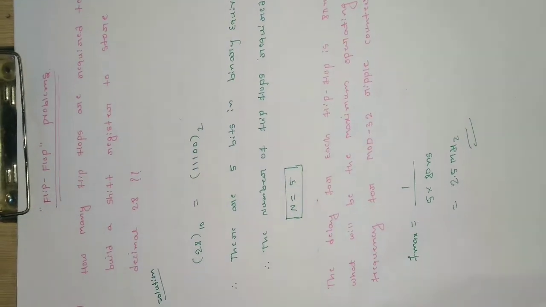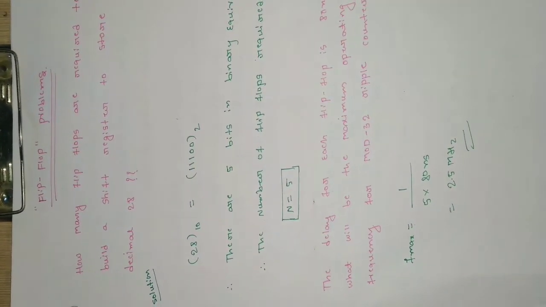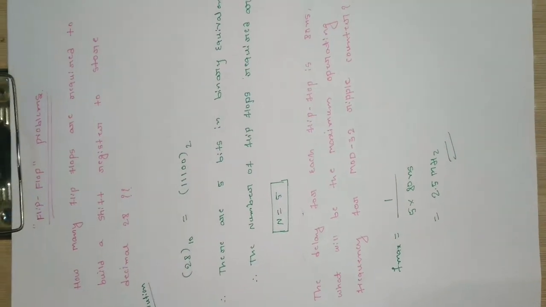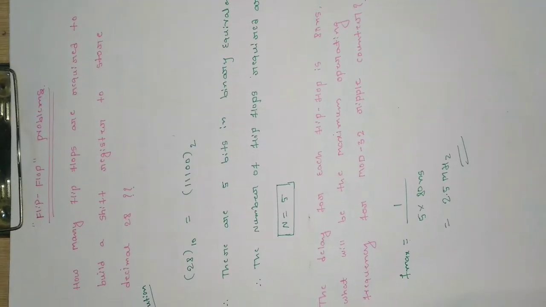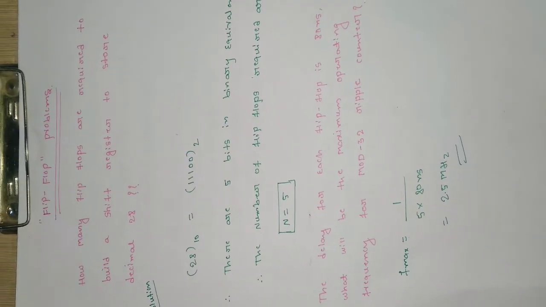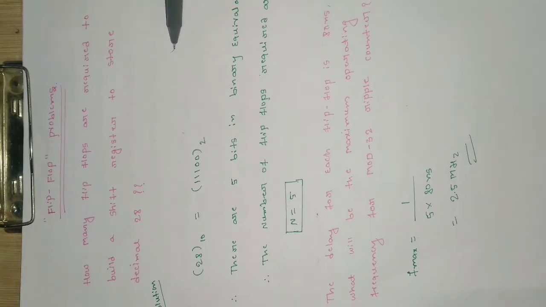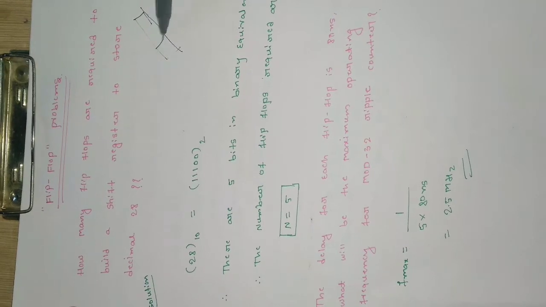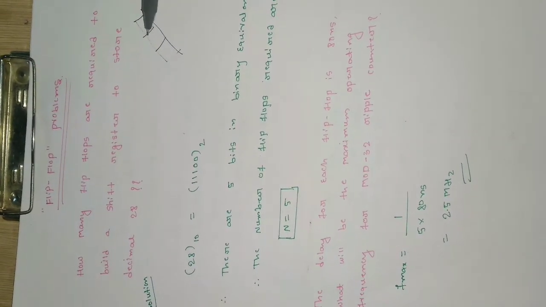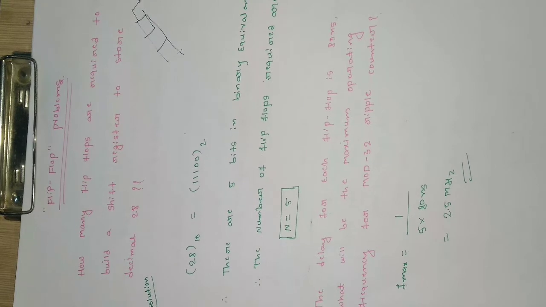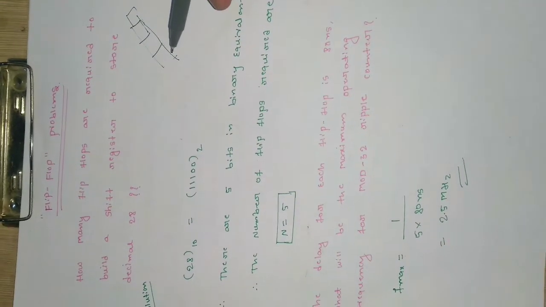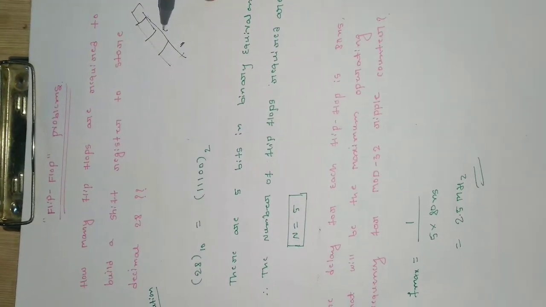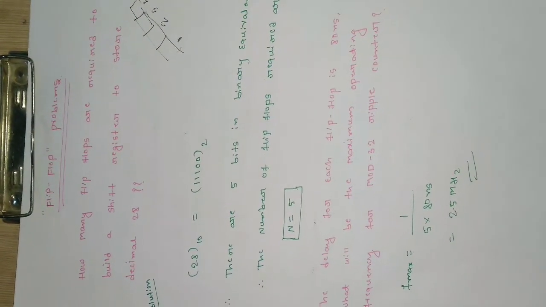The first one is, how many flip-flops are required to build a shift register to store decimal 28? So we know that if you want to store something, then we need a shift register. It consists of flip-flops. If it is a 4-bit shift register, then it has 4 flip-flops inside it. Then only it is possible to store the 4 bits. So one flip-flop will store 1 bit here. The first bit will be stored here, then the second bit here, third bit here, and fourth bit here.